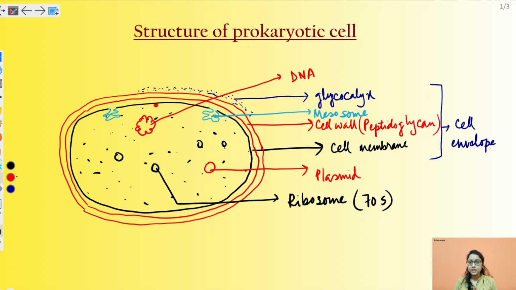Then, in some cyanobacteria, as we know that cyanobacteria can do photosynthesis, the pigments are present in another structure, and this structure is known as chromatophores. It is found only in cyanobacteria. And now we will discuss some outgrowths of the cell.